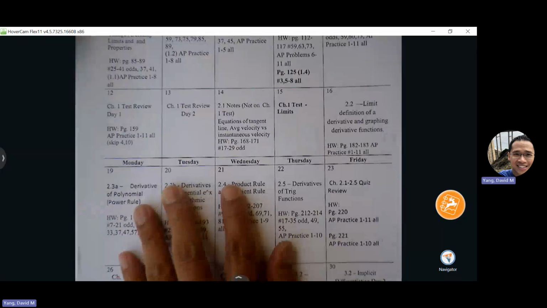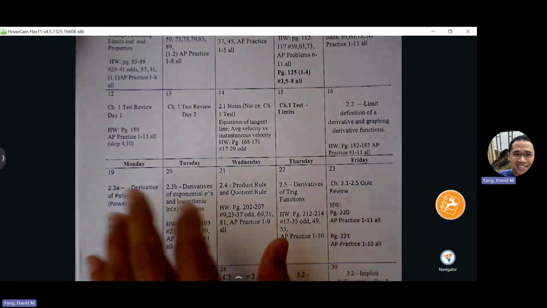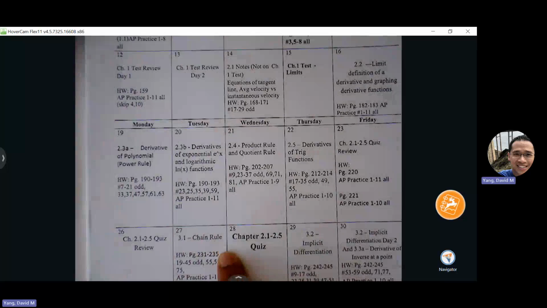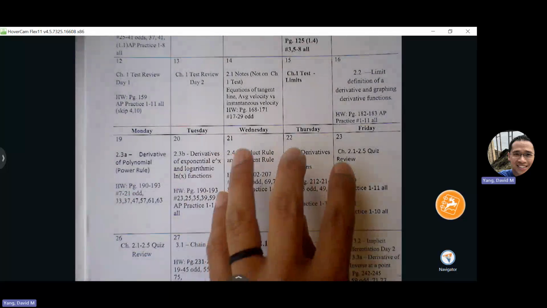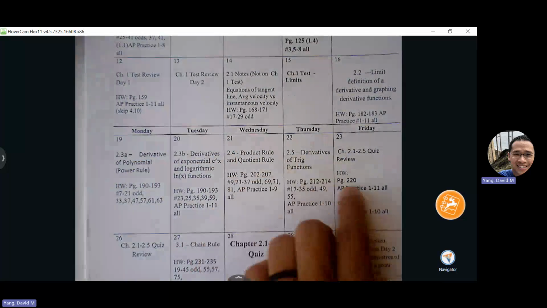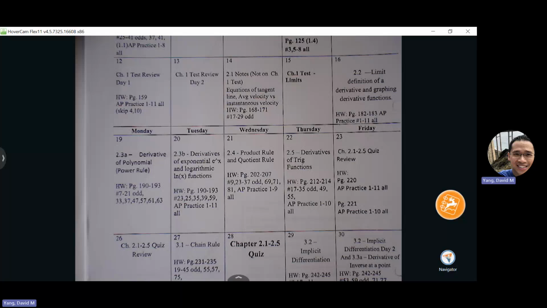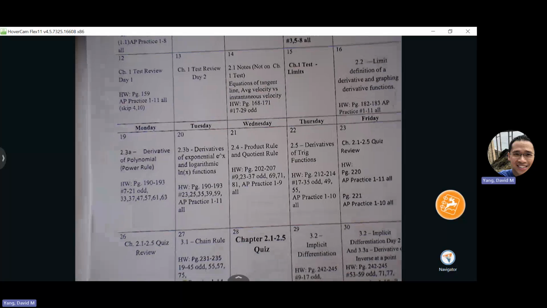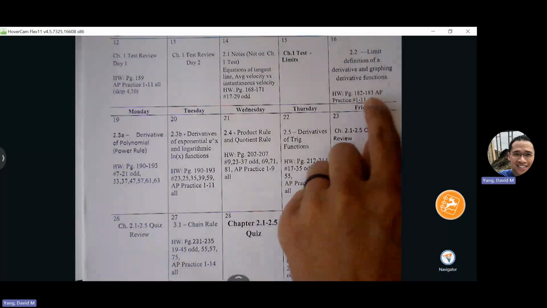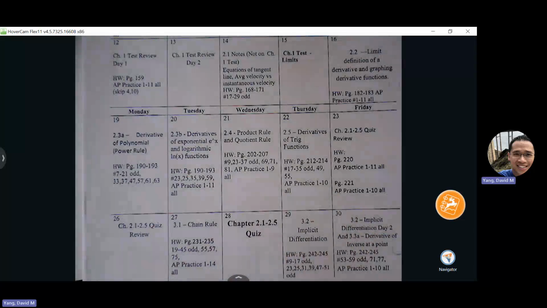I'm going to be a little bit ahead in the calendar, but I'm not going to change the test date. So that means, if we can get to everything a day early, then we'll just buy an extra day of review, right? So I'm not going to change the calendar even if I'm ahead, which means the homework assignments are also not going to change. If I'm a day ahead, your homework assignment will still stay the same as what you see on the calendar.